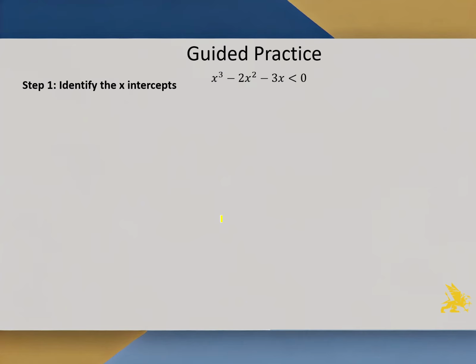Last question that we are going to go through, and we've got x cubed take away 2x squared take away 3x is less than 0. So let's look at finding the x-intercepts. I will factor out an x, and then I'll use my understanding of factorizing a monic quadratic by finding two numbers that times together to equal ac, which is -3, and add up to b, which is -2. It has to be -3 and 1.